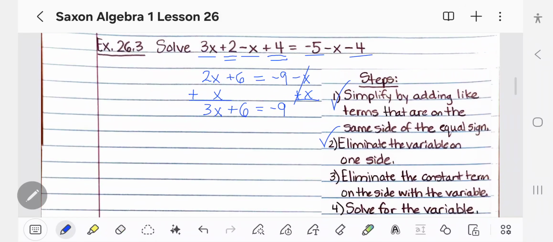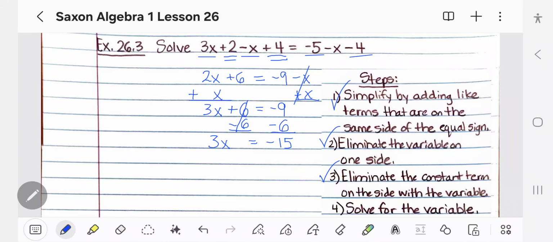I've accomplished step 2. Step 3: eliminate the constant term on the side with the variable. The side with the variable is here, and here's your constant term on that side. So we need to get rid of it. What's the opposite of plus 6? It's subtracting 6. That's going to cancel here. We'll have 3x left. Negative 9 minus 6 is like a negative 9 plus a negative 6, which is negative 15.